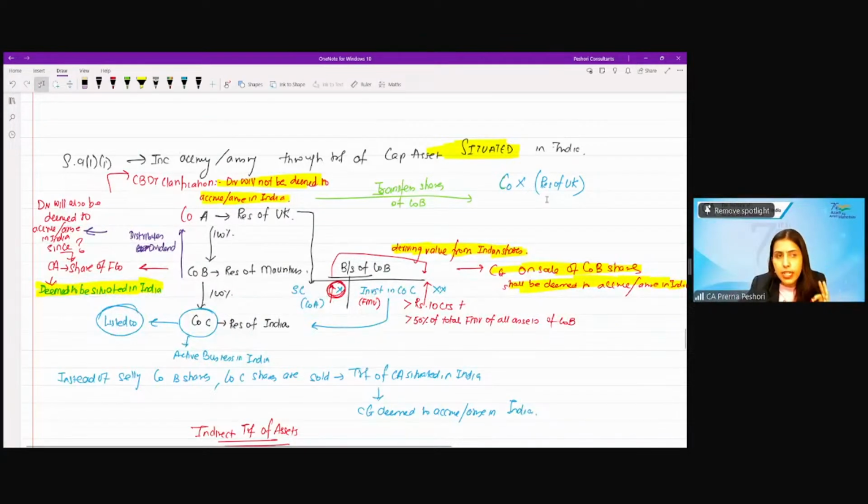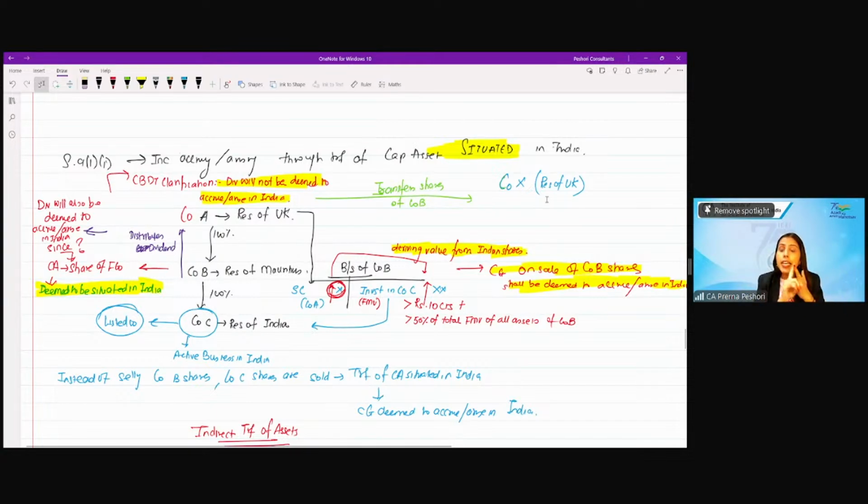Any questions, any doubts? Yes, students, please at least do let me know if you're following this, because I understand this is a very different concept for you, but I need to understand whether you are following or not. So this also completes your entire section 9(1)(i). I'm quickly recapping for your purpose.